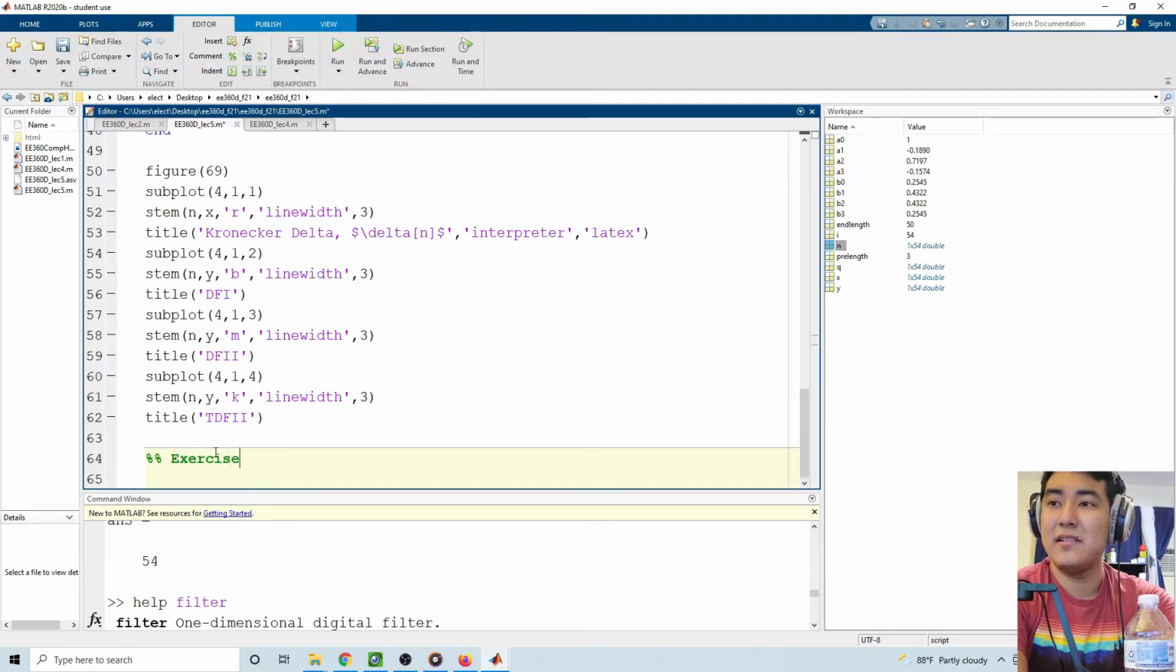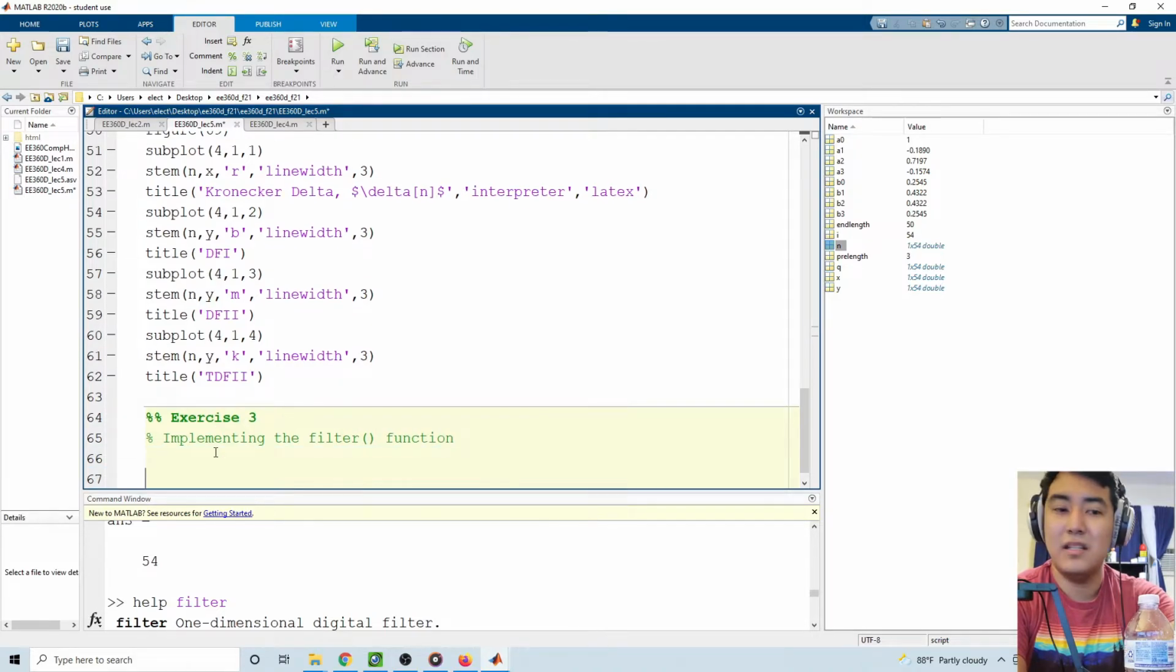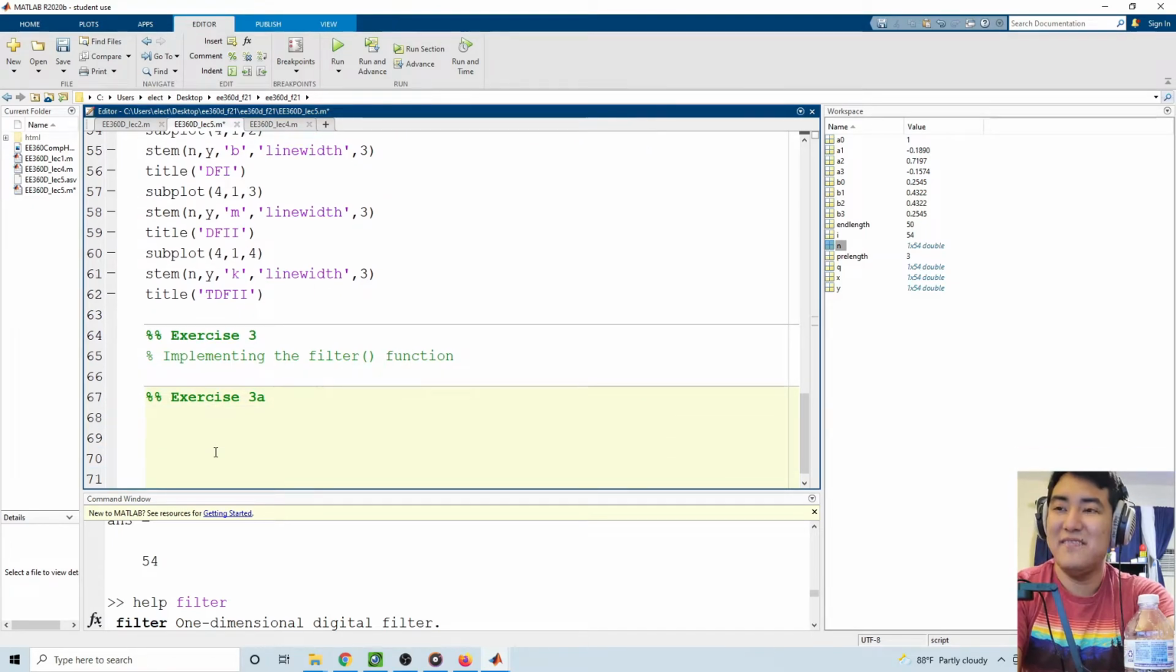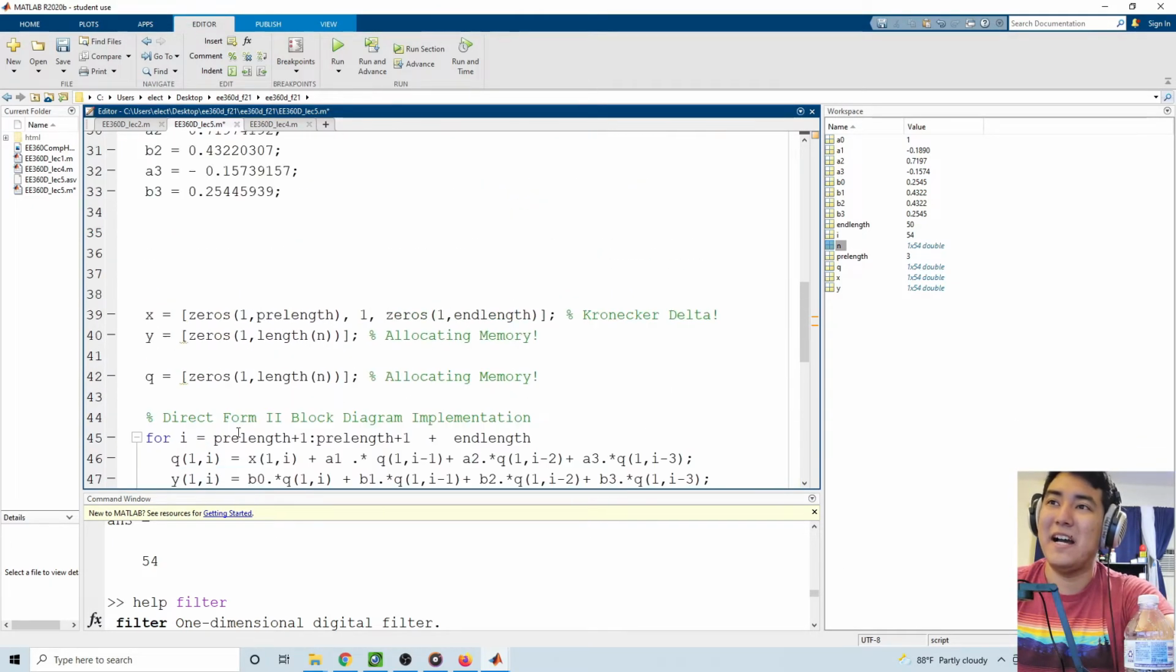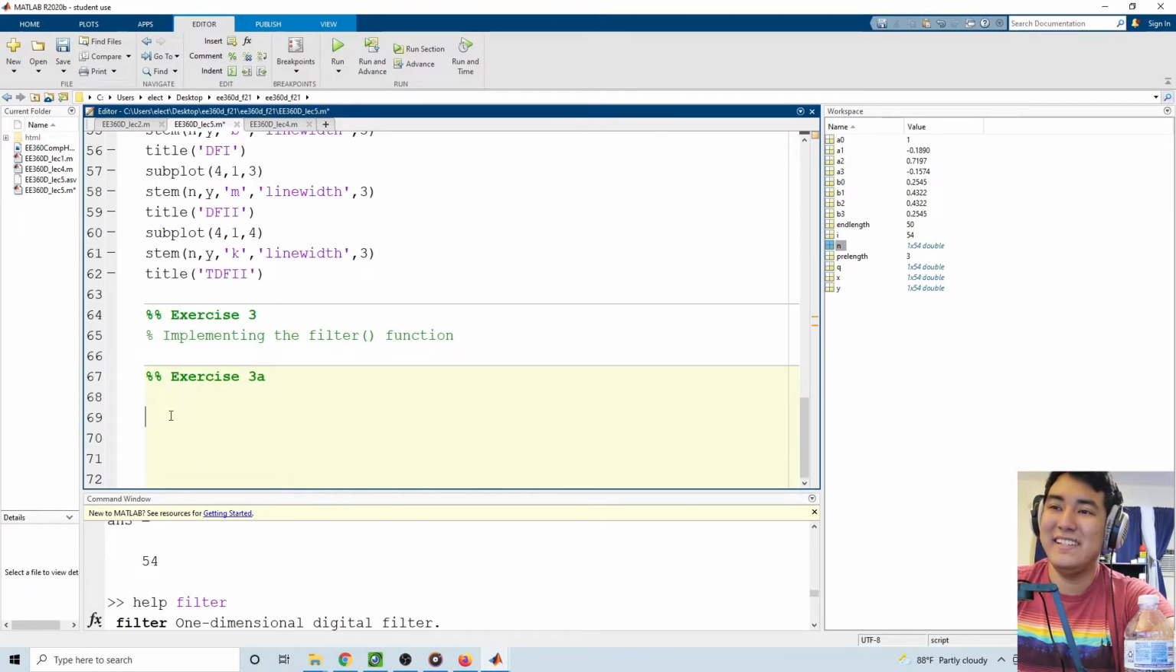X size 3. Implementing the filter function. Exercise 3A. So if I were you, B is equal to, B is 0, because I'm lazy.